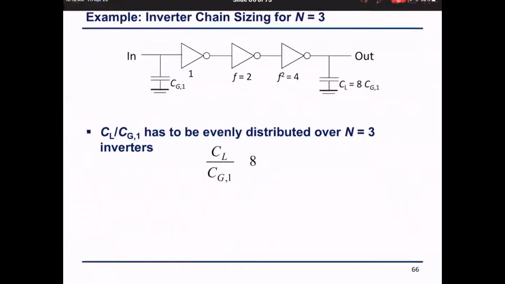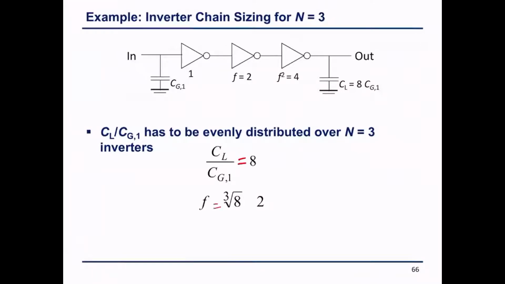So this is telling me that C load over CG1 is equal to 8, that f is the cubic root of 8, and that TP star is equal to TP0 into 1 plus 2 over gamma. If gamma equals 1, then this will be 9 TP0, 3 times TP0. So for a fixed n, this is my delay. But what I don't know is, if I have a circuit with the same CG1 and the same load, whether n equals 3 is really optimal or not.